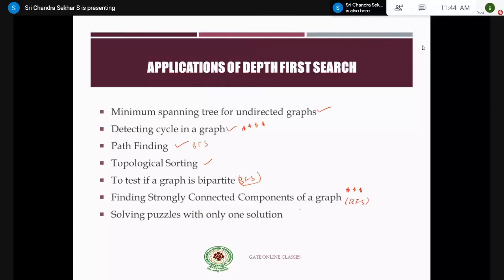To find the connected components of a graph, you can use either BFS or DFS. Similarly, if you want to test whether the graph is bipartite or not, you can use either BFS or DFS, not an issue. And one more thing is solving puzzles with only one solution.